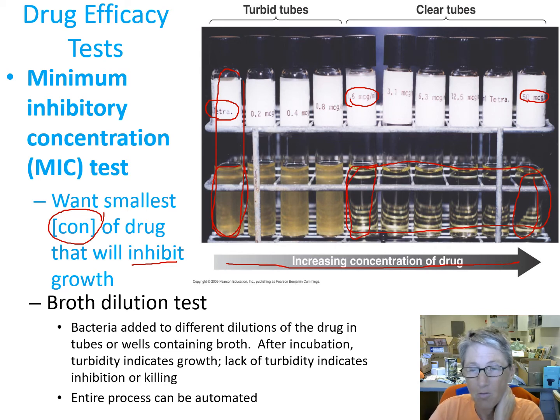So if you are a manufacturer, which one are you going to use? You're going to use this concentration because 1.6 micrograms per mil is a lot less than 50 micrograms per mil, and you can still kill the same amount of bacteria.